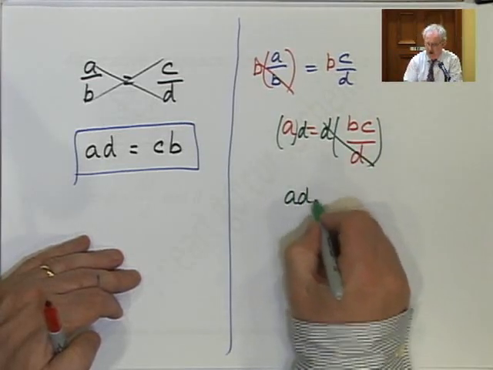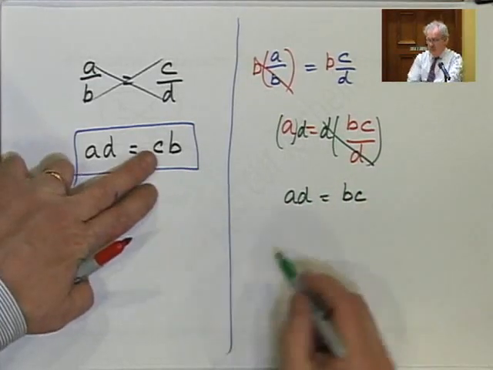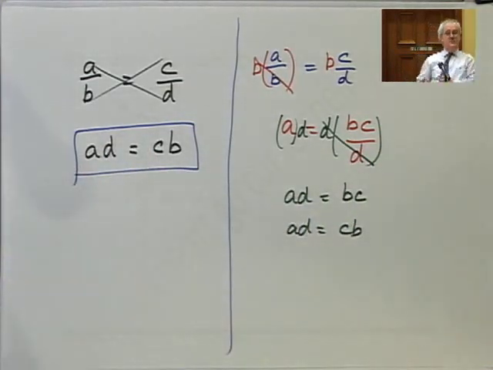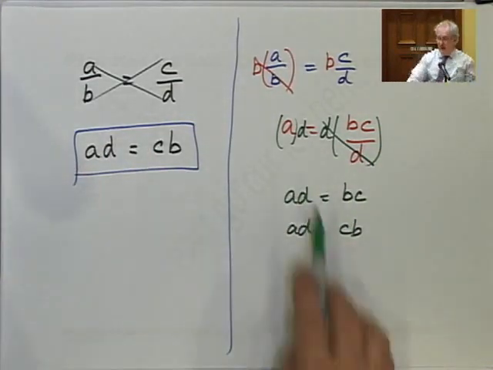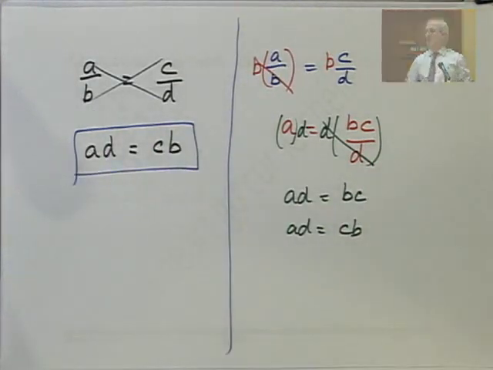I get AD is BC, AD, BC, or AD is CB. It's the same thing. 3 times 2 is 2 times 3. So I was just taking it in 2 steps rather than in 1 step. Is that okay? So there's nothing you can't do.